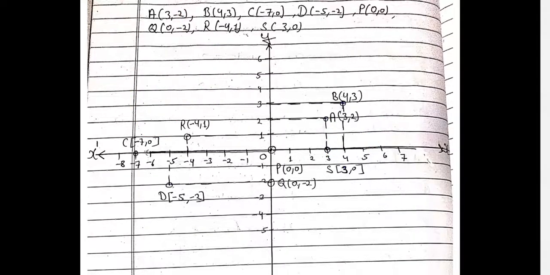Now what is the value of B? B is 4 comma 3. So on the x axis you come to 4, and on the y axis you have to move up to 3. So you have to write here point B, it represents 4 comma 3.